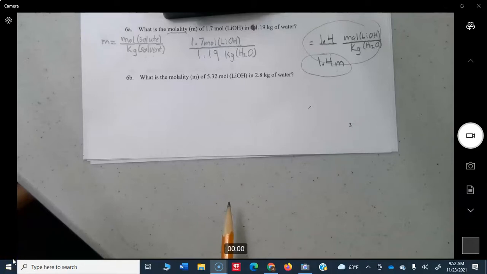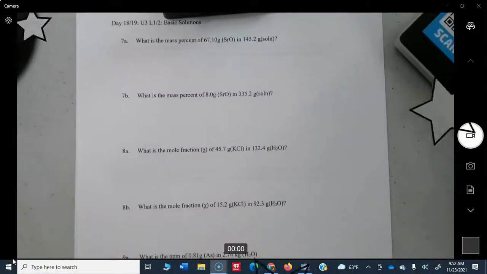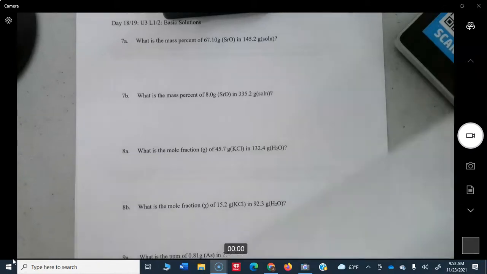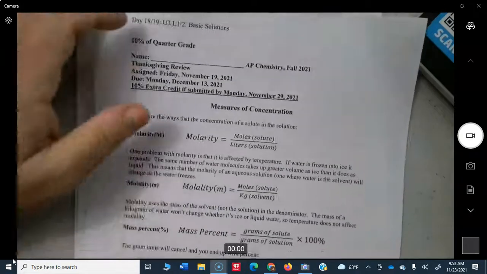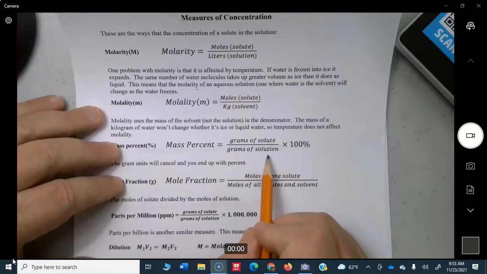Okay, number 7A. What is the mass percent of 67.1 grams of strontium oxide in 145 grams of solution? All right, so let's look at what the formula for mass percent is. It's grams of solute over grams of solution.